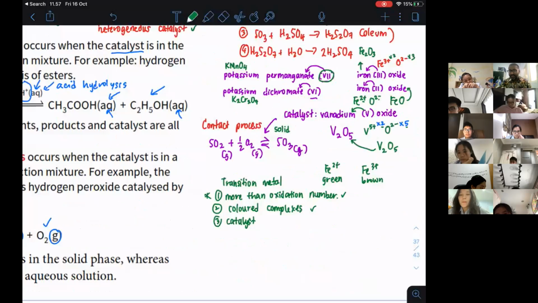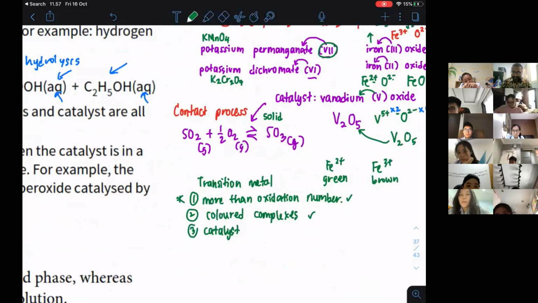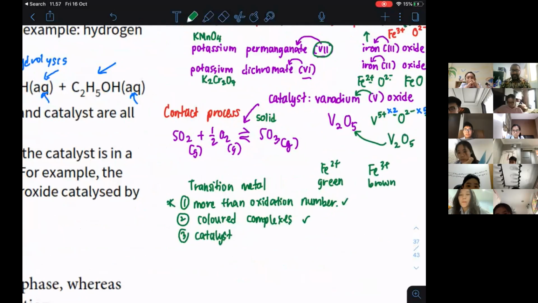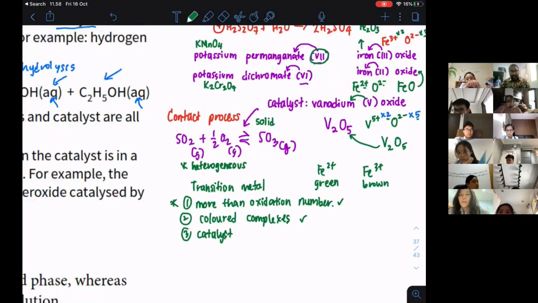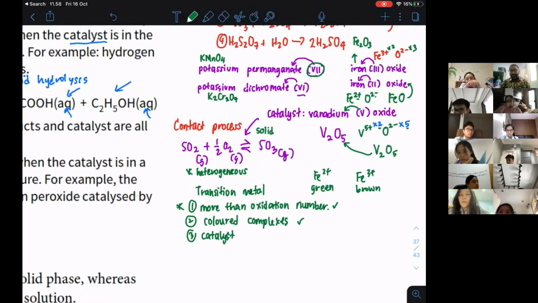Let's see whether someone can answer. Maybe Gabriela Nicole. If I use vanadium(V) oxide, which is solid, what kind of catalyst is this? Is it heterogeneous or homogeneous? Hetero. Yeah, so it's hetero. So generally, transition metals are very good as catalysts, especially heterogeneous catalysts. We will learn more about this. They tend to use transition metals for heterogeneous catalysts.